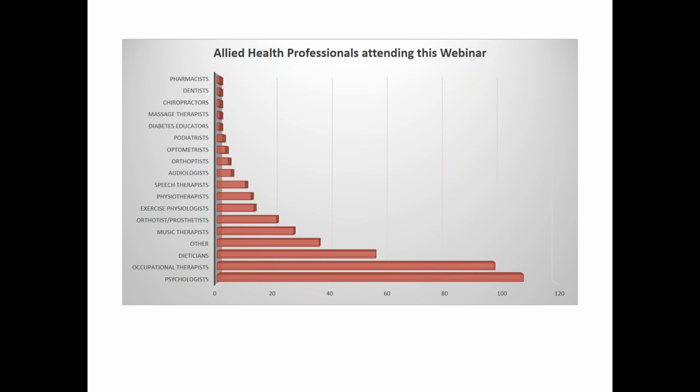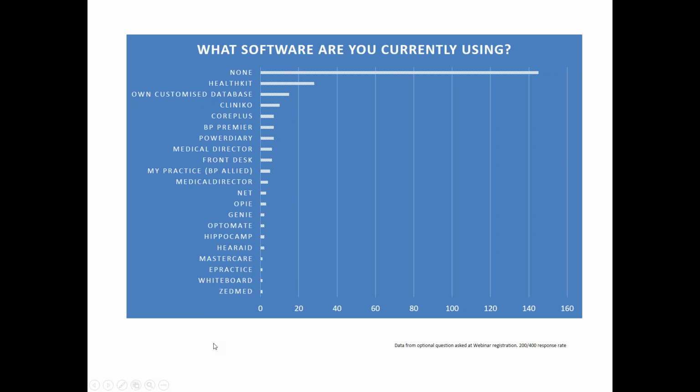I took a little bit of a snapshot from the registration. As I said, 416 people registered. I did this on the weekend. And this just shows the range of allied health professionals who are tuned in tonight. So this snapshot, I guess, shows us that it really is quite a challenge to find software that does meet the requirements for all the different allied health professional groups.